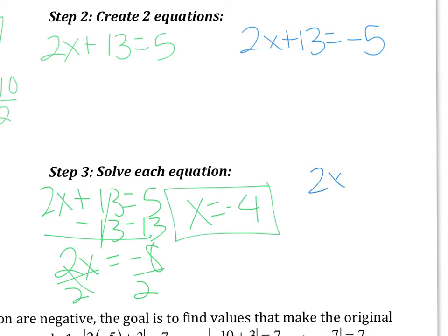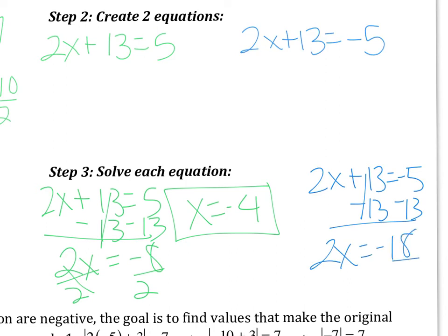The other equation, 2x plus 13 is equal to negative 5. Subtract 13 on both sides. 2x is equal to negative 18. Divide both sides by 2. X is going to equal negative 9.